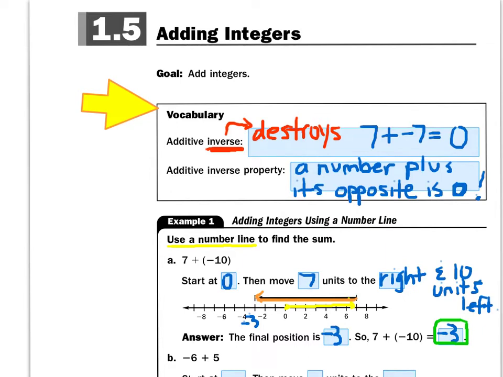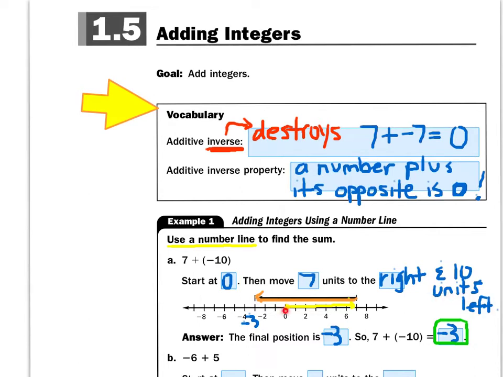Now, I don't think anybody in pre-algebra would have to use a number line to do this, but I'm going to go ahead and explain it this way, and then we'll talk about faster ways to do this. So let's use a number line to show 7 plus negative 10. What's really important is you always start at 0, and then the positive 7 means move 7 units to the right, and the negative 10 means move 10 units to the left.